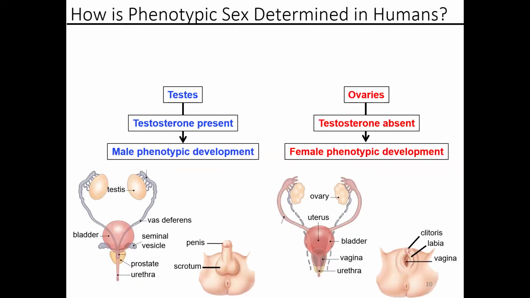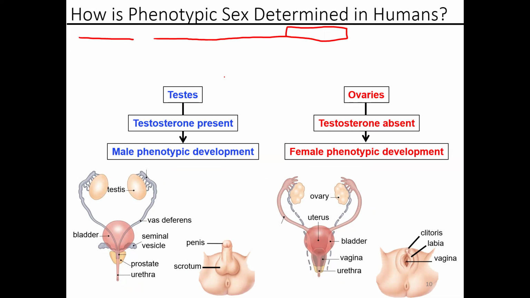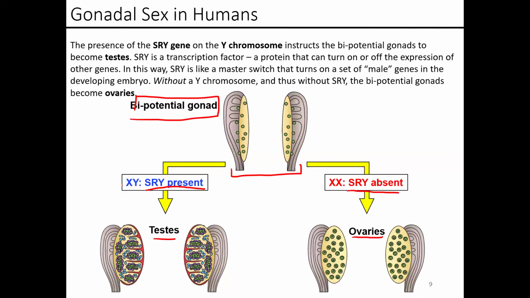So how is phenotypic sex determined in humans? Now, when it comes to this, in XY embryos, testes produce a hormone known as testosterone. This testosterone is going to stimulate development of male internal and external structures. So you can see over here, once we have that SRY, again, if we go back to this, we have that XY. And remember that Y is going to carry the SRY gene. That SRY gene is going to go ahead and produce that protein. And in the presence of that protein, we're going to start developing testes.